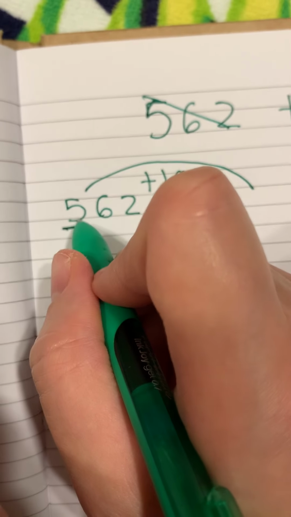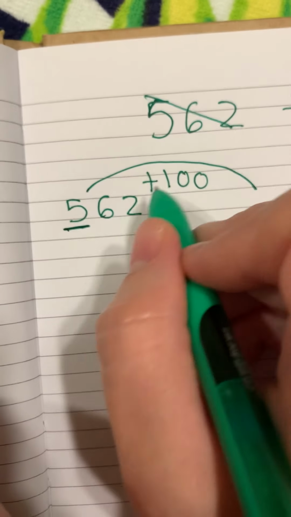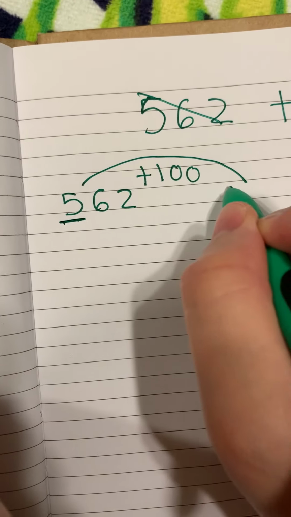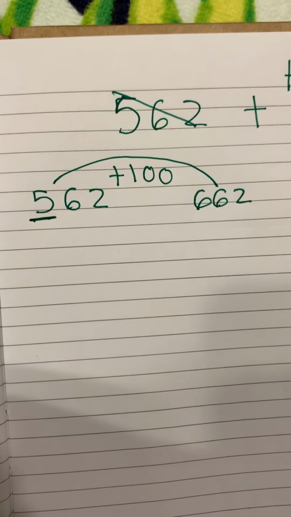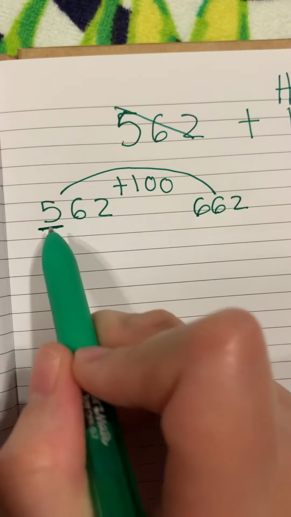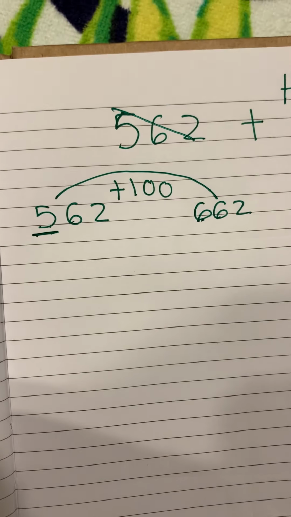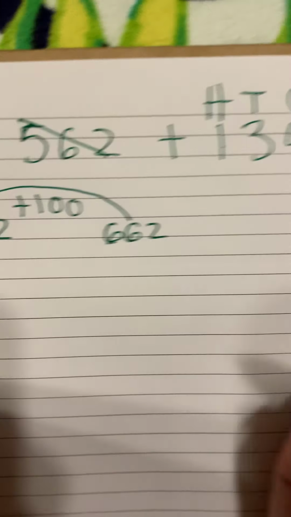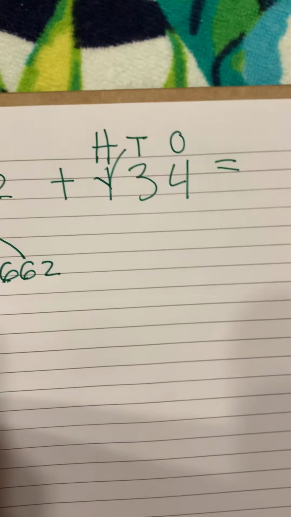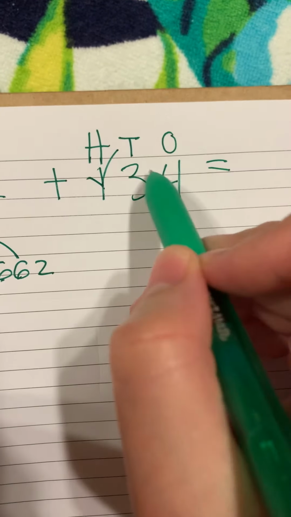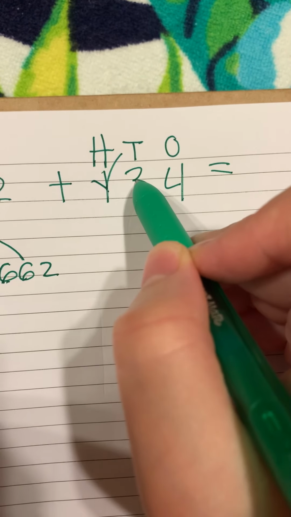So 562 plus 100 more is 662. If you notice, only the hundreds place changed. I'm going to check it off because we already added 100 on our number line. The next thing we are going to add is 3 tens.